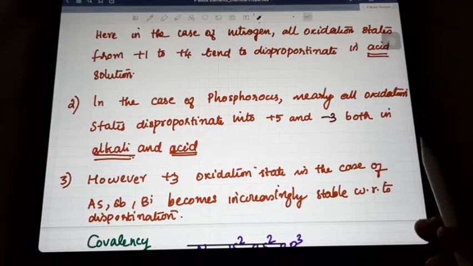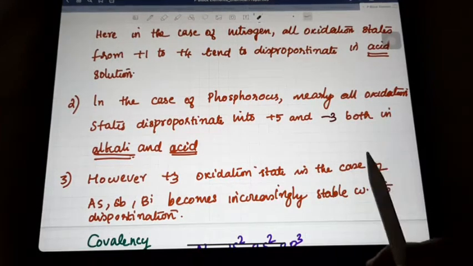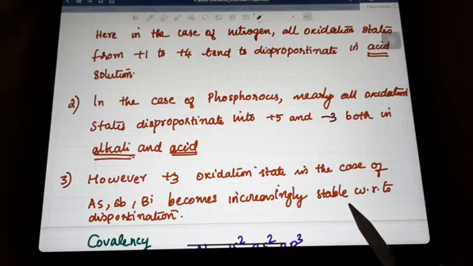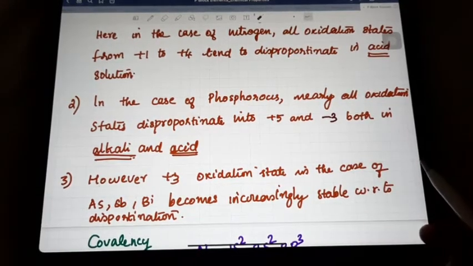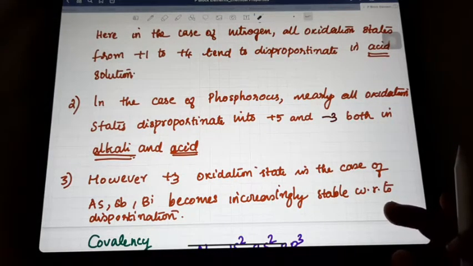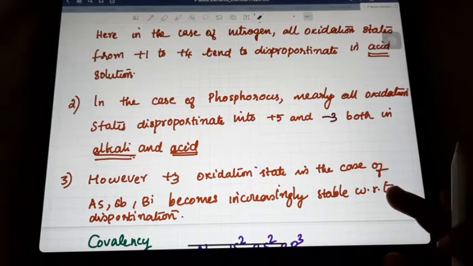And then the +2 oxidation states in the case of arsenic, antimony, bismuth become increasingly stable with respect to disproportionation. That means they are not ready at all for undergoing disproportionation easily. So mainly the disproportionation occurs for nitrogen and phosphorus. That is only about disproportionation.